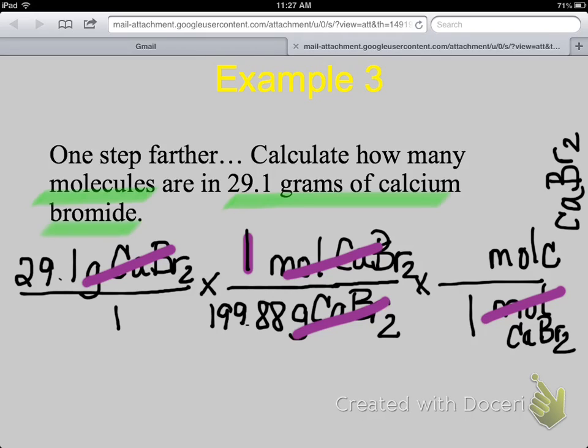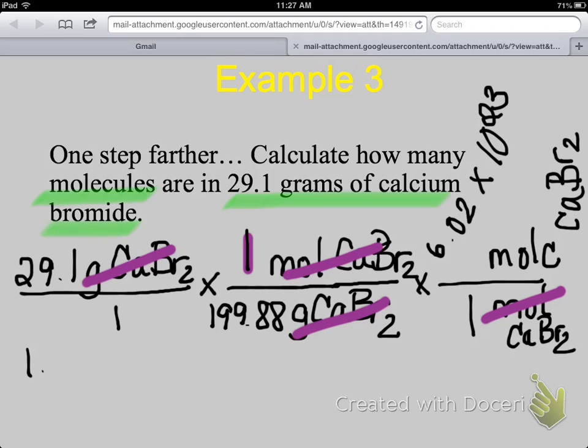And then we got to put in our number in front of molecules. So here we have our Avogadro's number, 6.02 times 10 to the 23rd. Hopefully you left a little more space on your page. All right, so now my conversions are all set up. We just have to calculate. So what I would do is multiply everything on top. So 29.1 times 1 times the 6.02 times 10 to the 23rd.